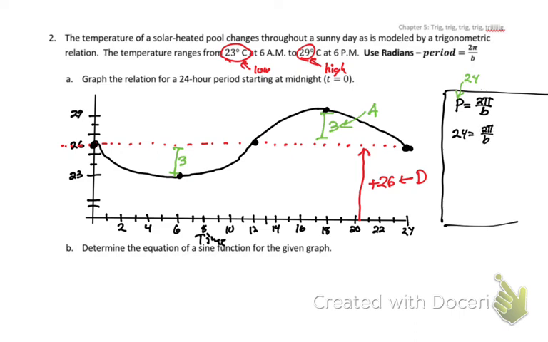I don't care how much work you need to do to solve this. If you just know the answer by looking at it, awesome. If you don't, it's easy enough. Multiply both sides by b. You'll have b times 24 equals 2 pi. Divide both sides by 24. You'll have b equals 2 pi over 24, which would be pi over 12. That is your b value.